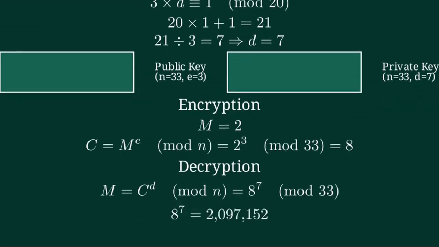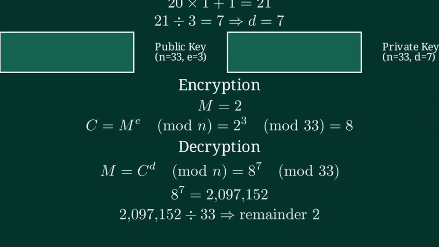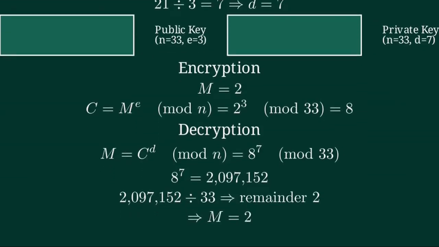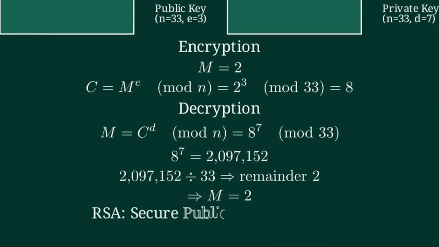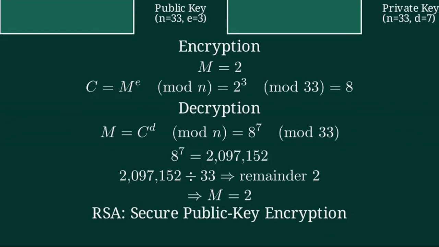8 to the 7th is 2,097,152. Dividing by 33 leaves remainder 2. So the original message is 2. That is RSA in action. Public key to lock, private key to unlock, and the math guarantees security when the primes are huge.